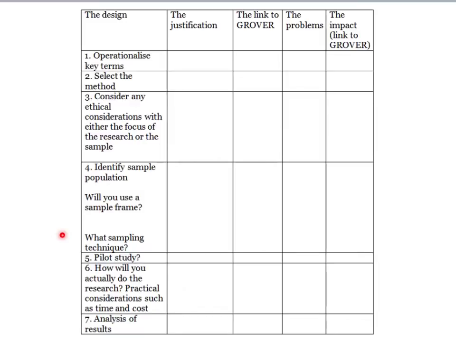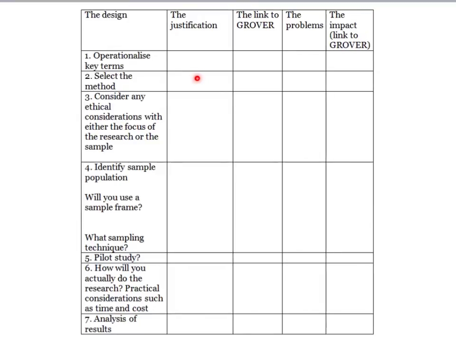So remember to operationalize any of the key terms that are used in the design brief, and this simply means defining any key concepts, or if you're doing quantitative research, talking about the indicators that you might use to help you measure a particular concept. Select what you think would be the most appropriate research method, and make sure that you spend at least a couple of paragraphs justifying that particular choice.